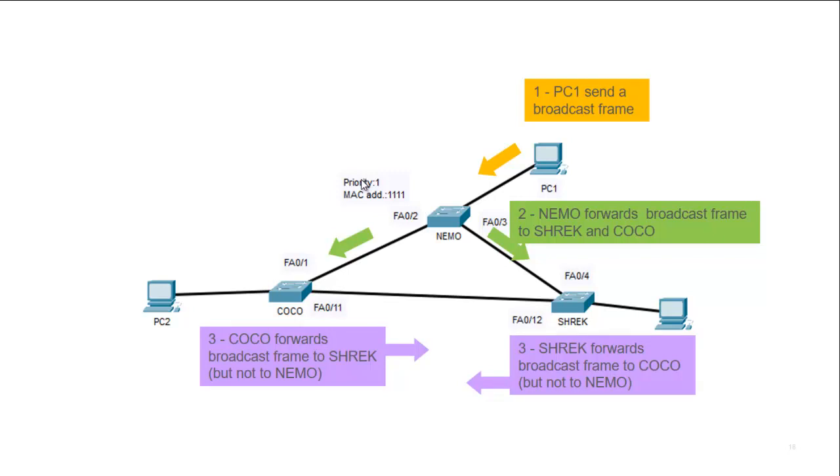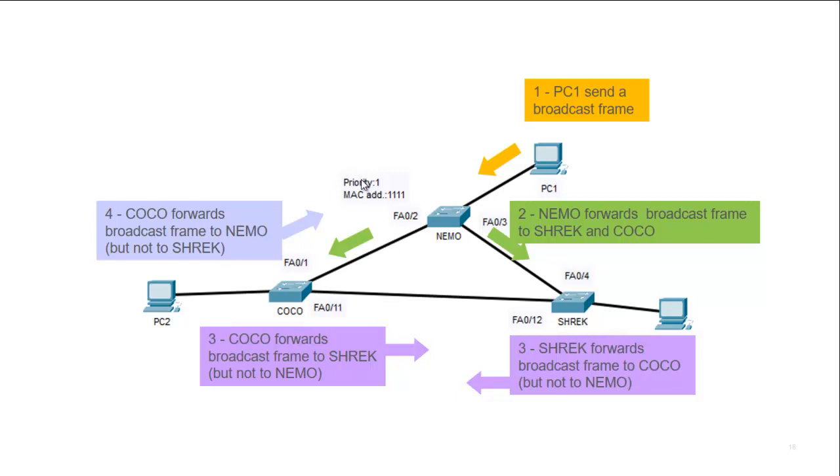When Coco receives the broadcast frame from Nemo, it will forward the broadcast frame to Shrek, but not to Nemo, because Nemo was the source. The same goes with Shrek. When Shrek received the broadcast from Nemo, it will not forward it back to Nemo, but it will forward to Coco.